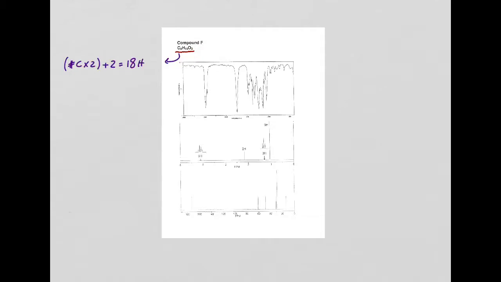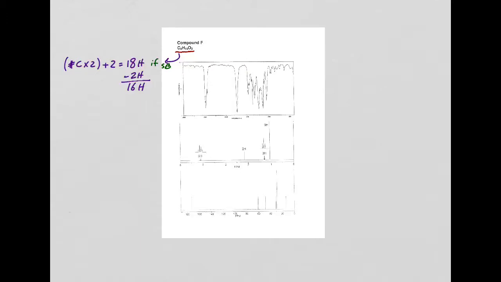So if everything was single bond, we would have 18 hydrogen. But how many do we actually have? We have 16 hydrogen. So we are missing 2 hydrogen. That's not bad. So we have a double bond or a ring. So far, so good. Now, let's go to the IR.